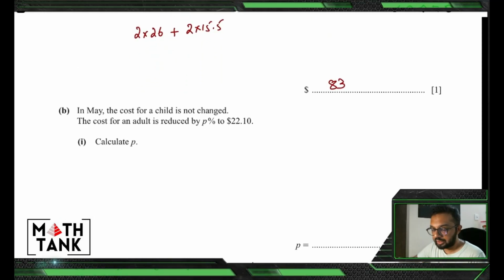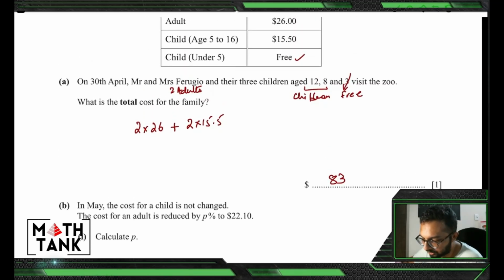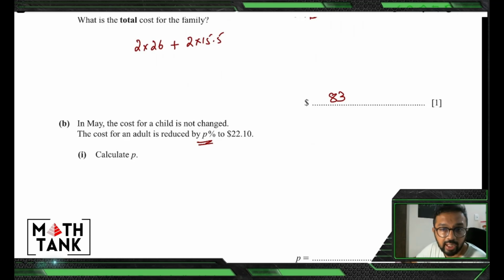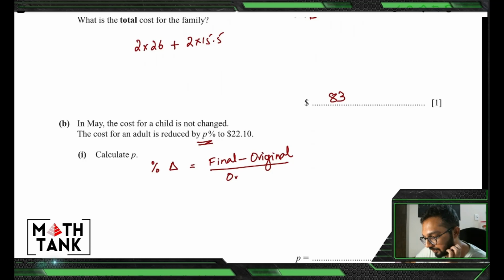In May, the cost for a child is not changed. The cost for an adult is reduced by P% to 22.1. So this went on and got reduced to 22.10. So there was a percentage change. I'm asking you, what was that percentage change? So percentage change is simply final minus original divided by the original value multiplied by 100. So final, that was 22.1, original, which was 26, multiplied by 100.